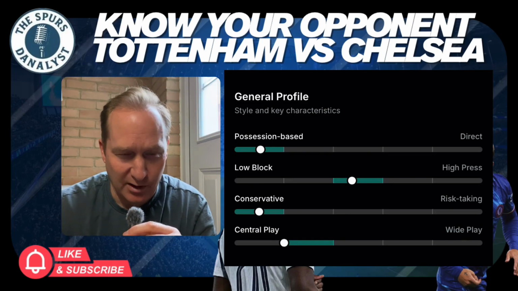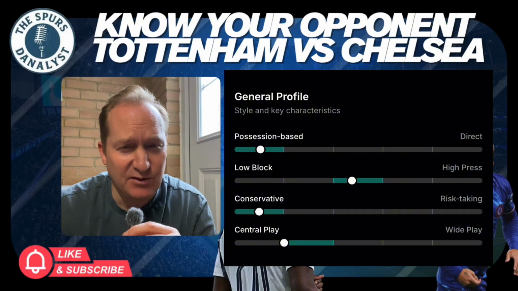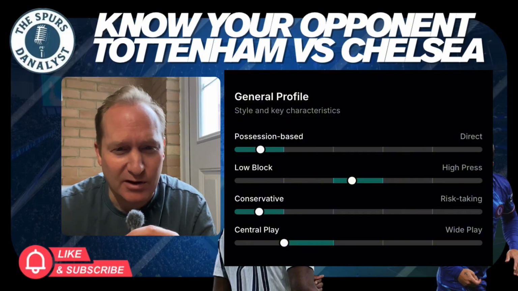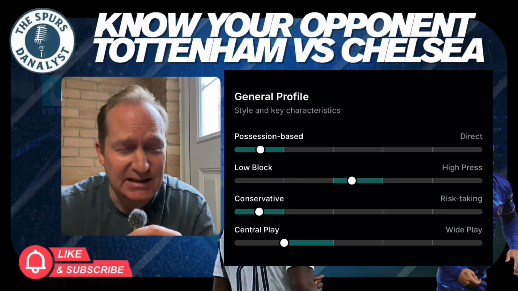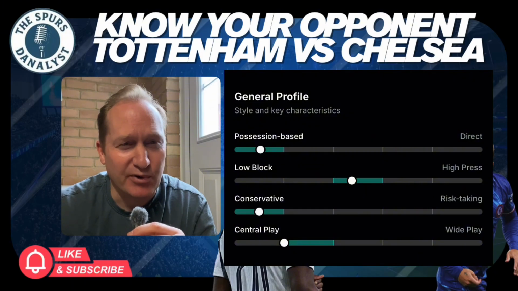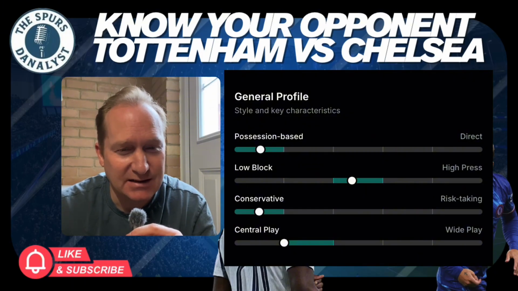The slider to the right in the middle suggests Chelsea use a balanced defensive approach. This is the low block, high press. They press selectively, perhaps initiating pressure in certain zones like a mid-block rather than constantly pressing high. This indicates tactical flexibility, they can drop deeper when needed and still press aggressively in phases.